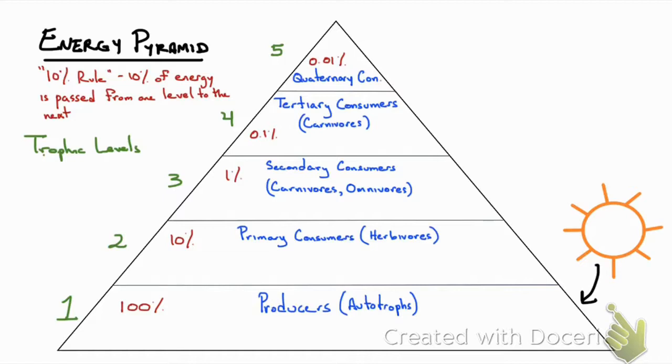And you may ask yourself, well, how is this energy being lost? Primarily, that energy is lost in the form of activity and in the form of heat. Because each organism is going to perform different activities, and because organisms are going to release heat as a result of their metabolism, we find that this energy is lost from one trophic level to the next.